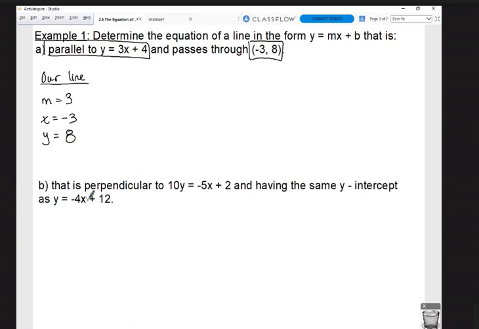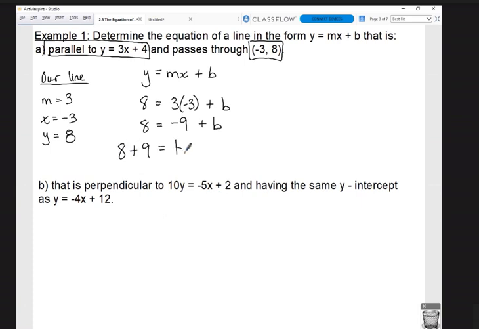And off we go. We can just plug this into y equals mx plus b, and we're going to be able to solve for b, similar to the other day. So it'll be something like 8 equals 3 times negative 3 plus b, negative 9 plus b. Wow, I was thinking 6. I don't know why. The morning brain. 8 plus 9 equals b, and we should have 17 equals b.